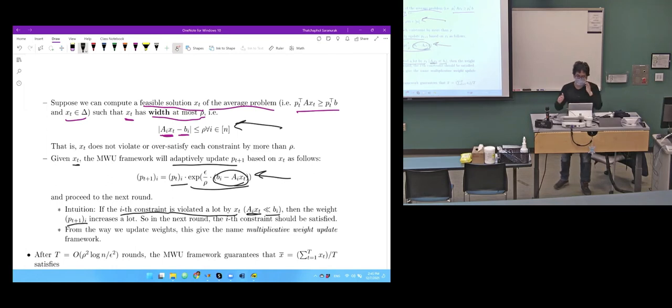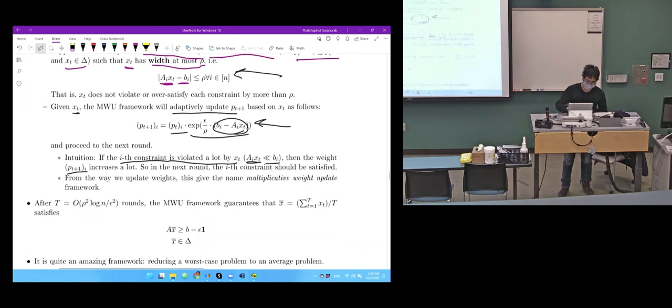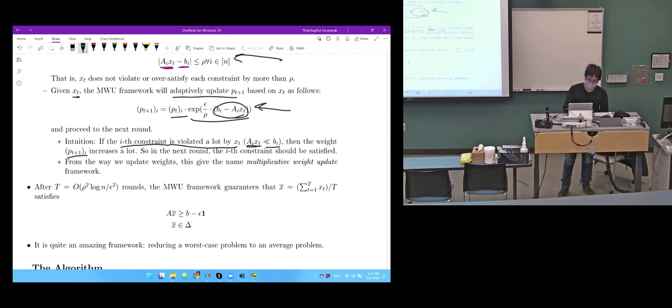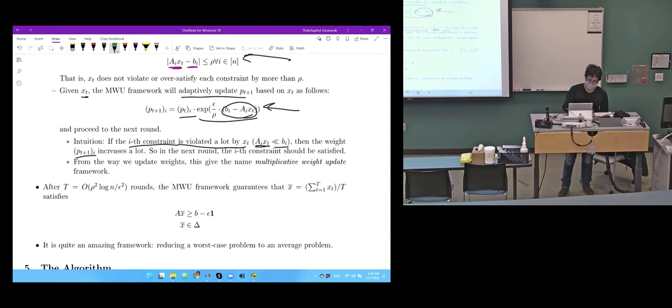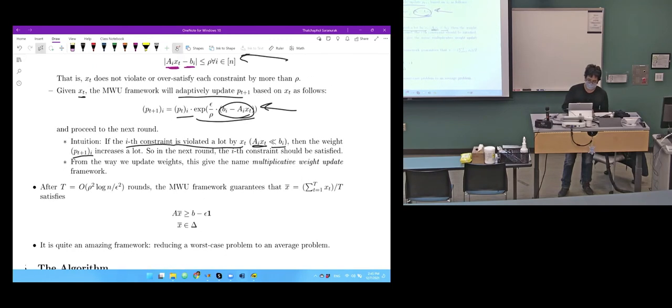Anyway, so the framework will update the weights in this natural way, and all you need to do per round is to solve this average problem. The guarantee is this: after this many rounds, something like width squared, and you should think of width as constant, actually, log n rounds basically, if you just compute the average of everything that you have found so far, this thing is going to be what you want.